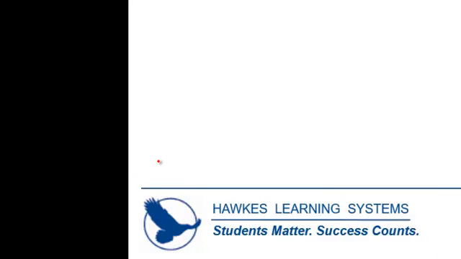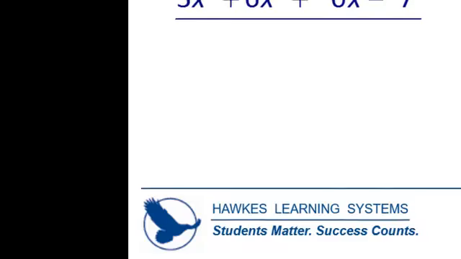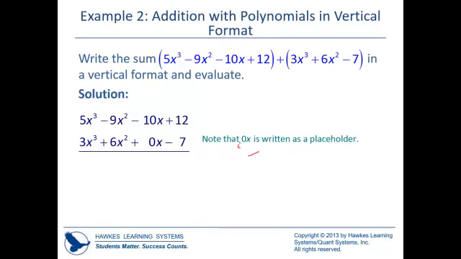There we go. And so, notice that 0x is the written placeholder right there. And there is the math right here, just what we did a moment ago.